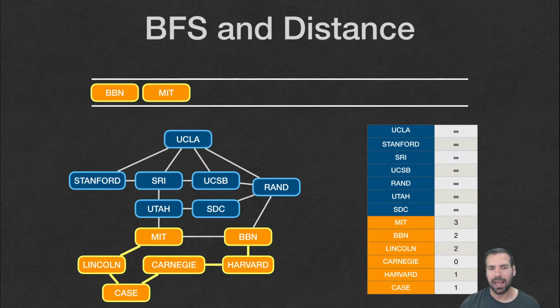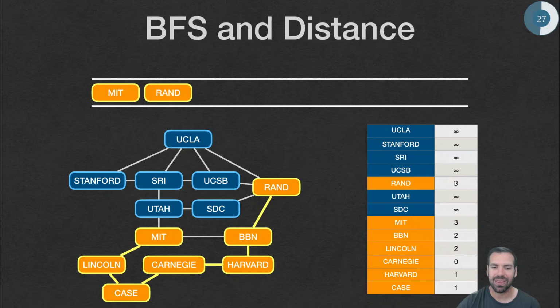But again, you don't have to write any special code to say this is how I'm going to handle these arbitrary ties. It just kind of happens. So not something you have to worry about in your code. So BBN, we're going to explore the neighbors. Check MIT. MIT's already been explored. It just got explored, but it's still explored, so we do nothing. Check Harvard, it's already explored, so we do nothing. Check Rand, it's not explored, so we enqueue it, mark it as explored, and set Rand's distance to 3, BBN's distance +1.